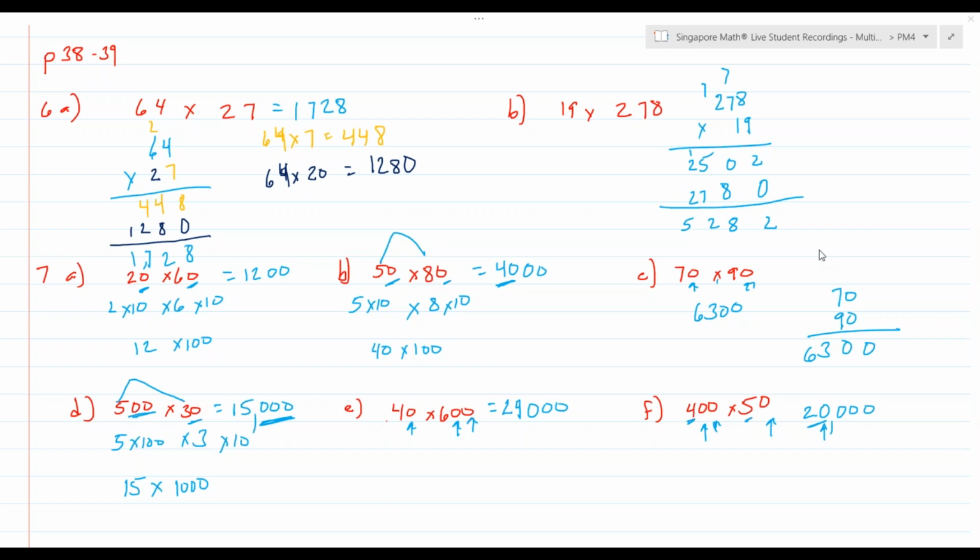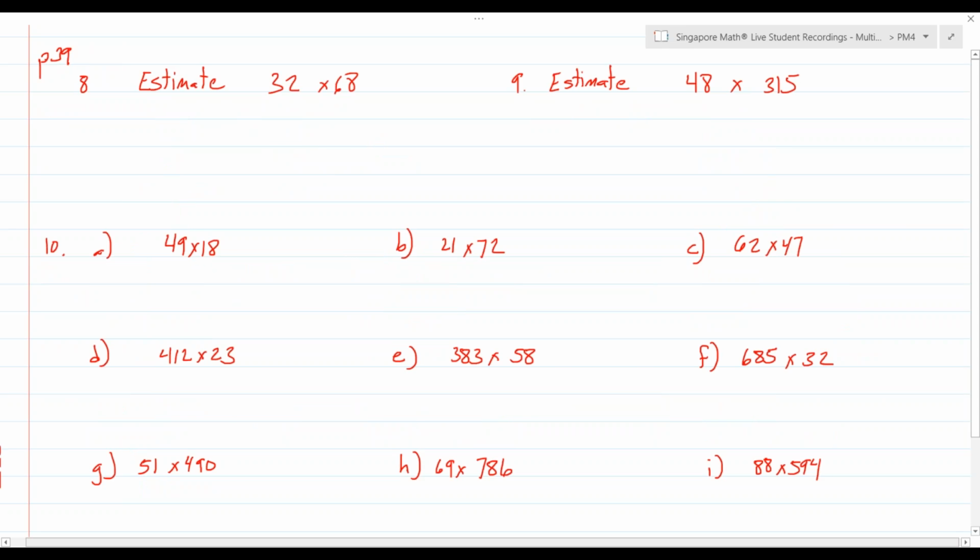But wait, there's more. We're going to do a few more things in this assignment, and that is on page 39, we're going to estimate 32 times 68. One of the reasons that we practice multiplying by tens is so that we can do an estimate quickly. 32 times 68 is close to being 30 times 70. So that's 2,100.